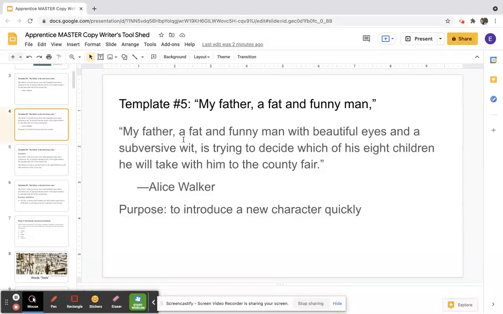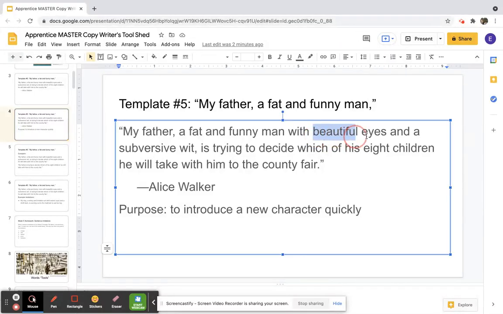And so, right away, right off the bat, as soon as we get introduced to him, we know a lot about what he is like. We can imagine and picture his beautiful eyes. We can think about, oh, he has this kind of sense of humor that's subversive. And then we can picture his large body. And we get all of that, all in the first sentence.